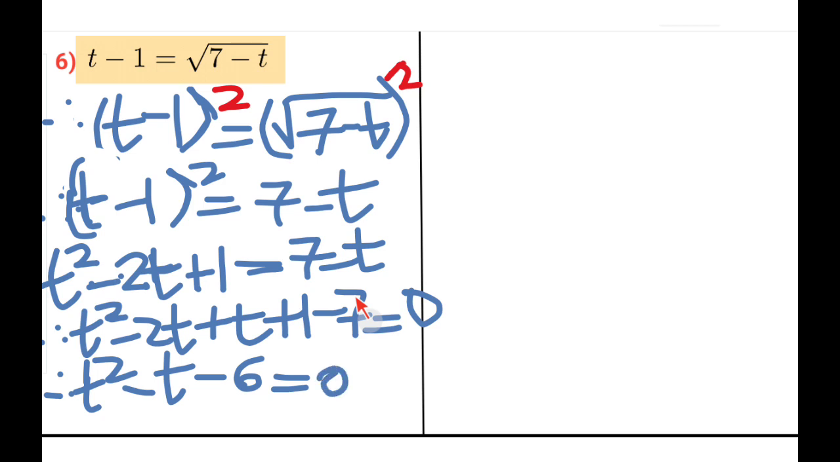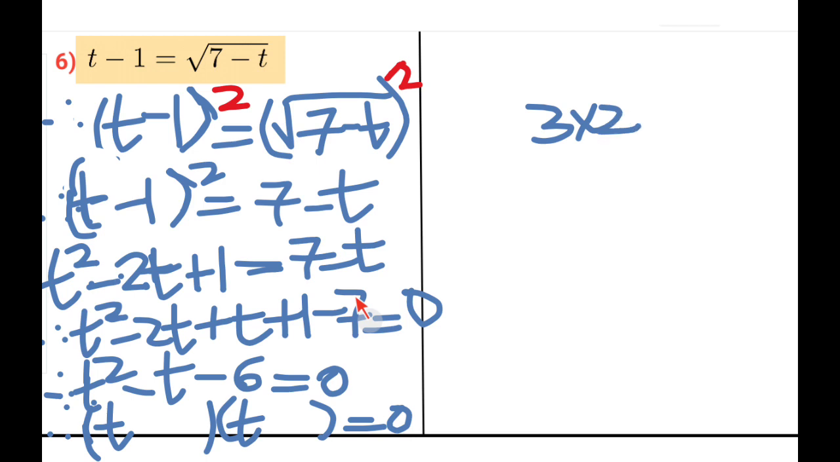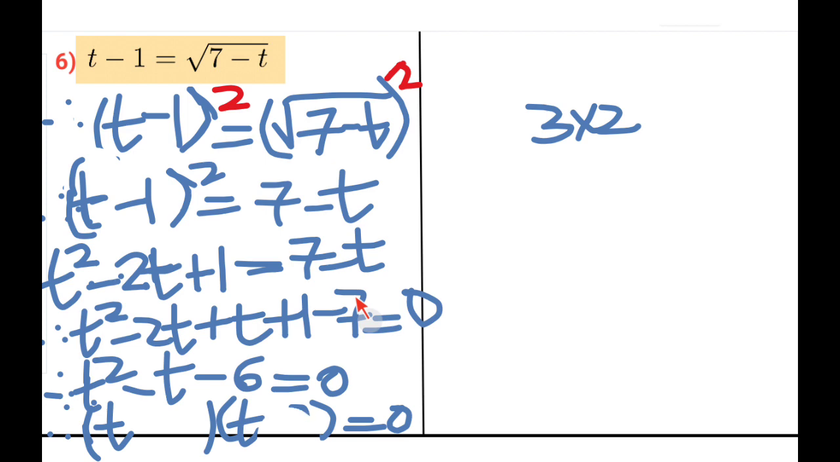All right, factorize this. t and t equals 0. Then we've got 3 and 2 that give us the last terms. Let me fix that. 3 and 2. So that's minus 3 plus 2.